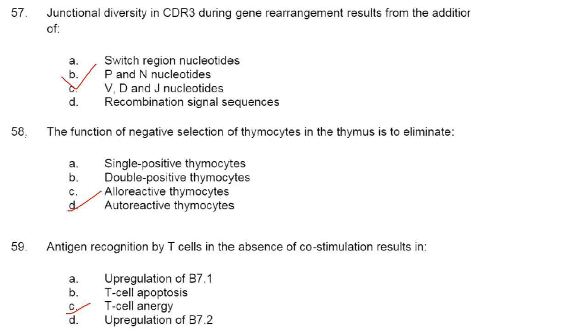Then next one, antigen recognition by T cells in the absence of co-stimulation results in... So it results in T cell anergy. Antigen recognition by T cells is there, but there is absence of co-stimulation. So it results in T cell anergy. This is a repeated question. It has been asked for PhD entrance examinations by various universities as well as by DBT.